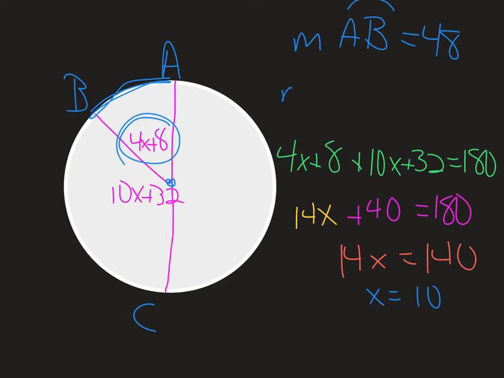Well, what if I wanted to know the measure of arc CB? Then I plug in here. So I'd say 10 times 10 is 100, plus 32 is 132.